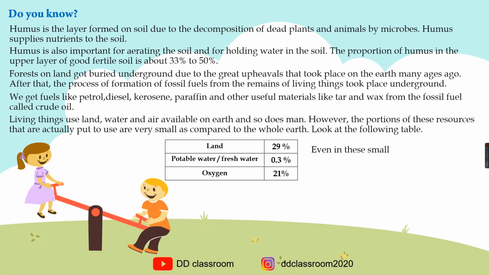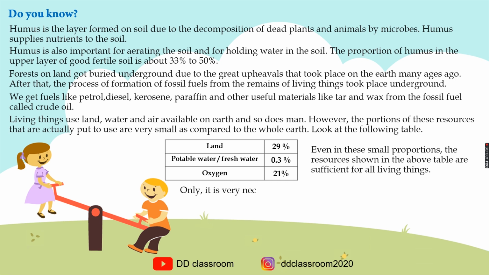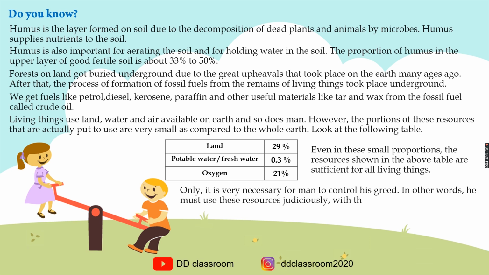Even in these small proportions, the resources shown in the above table are sufficient for all living things. Only it is very necessary for man to control his greed. In other words, he must use these resources judiciously with the awareness that they are meant for all living things and not just for mankind.